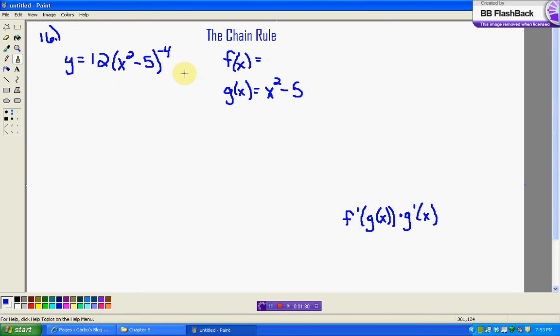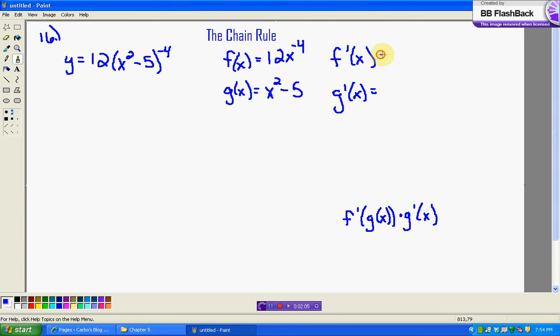That's simple. f of x, on the other hand, is a little bit tricky. f of x is what is happening to the inside function. What's the outer function? And in this case, it's 12x to the negative fourth. I hope everybody sees that. Basically, if I covered this up, it's 12 times something to the negative fourth. That's what I write. Now I need to take the derivative of each of these guys.